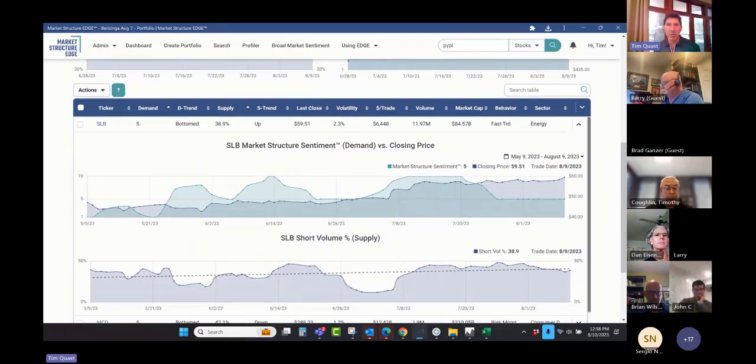SLB was in the momentum portfolio. It was here because it had all the characteristics, and the supply side declined, demand's at 10, and it met the rest of the criteria. There are quite a number of those. So then it ticks down.